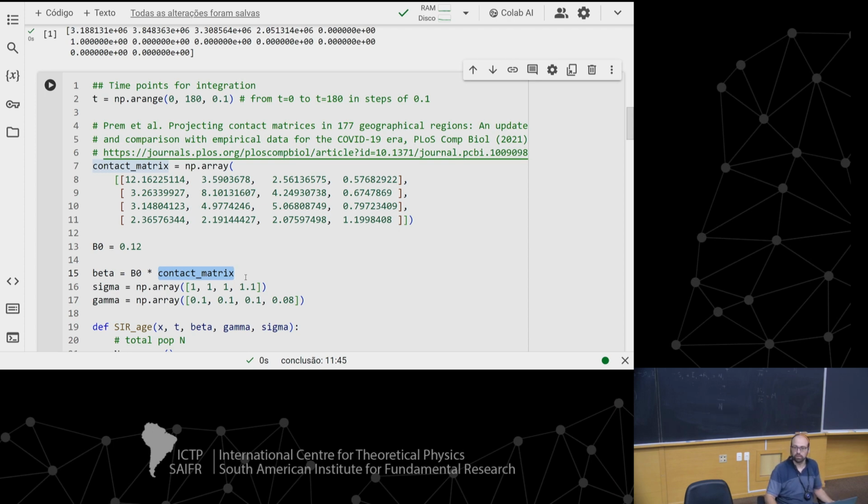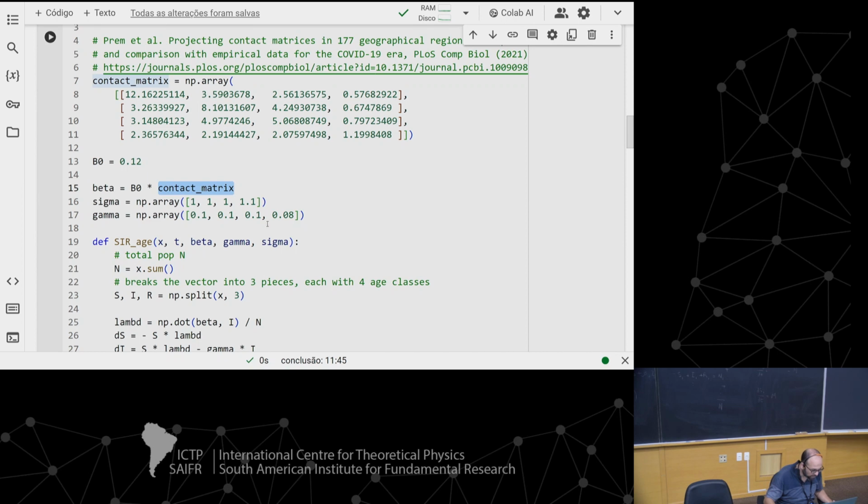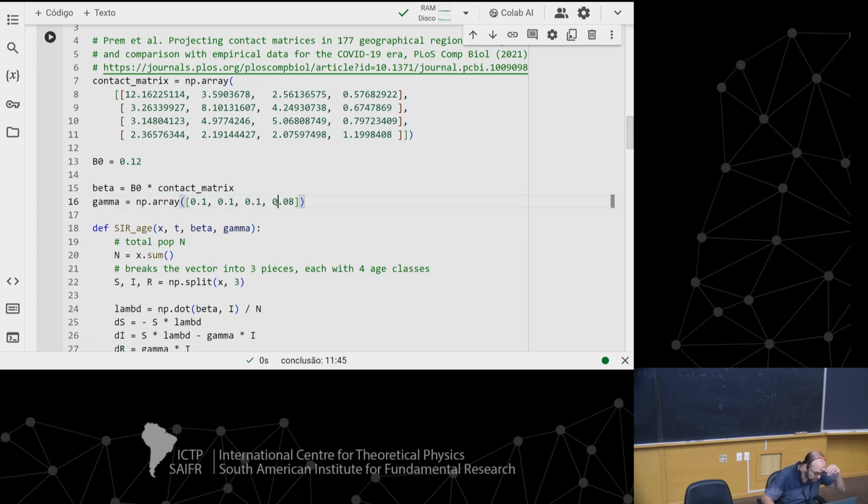Make sense? Okay, now I have sigma. Oh, I don't have sigma anymore because I just deleted it from my model, okay? So let me just get rid of sigma. Easy like that. And I have gamma, right? I am here assuming that gamma is more or less constant. Older people recover a little bit slower, okay? So, just to make something slightly different here, okay?